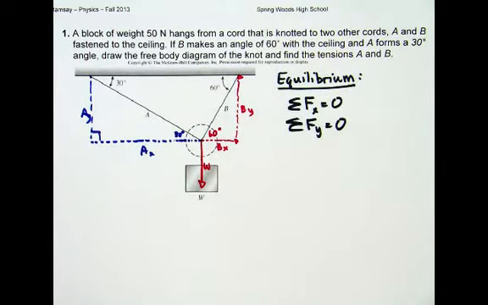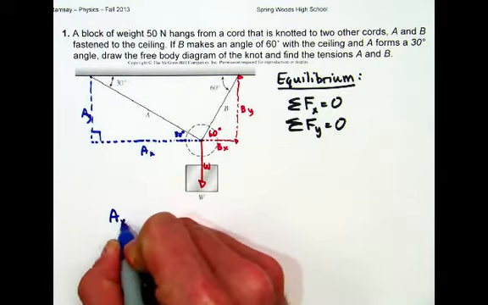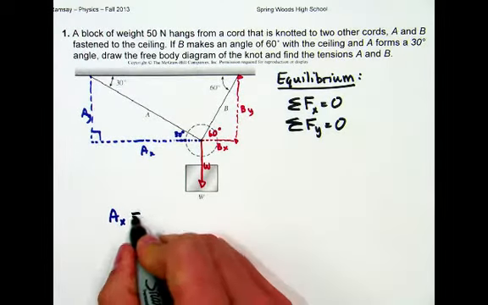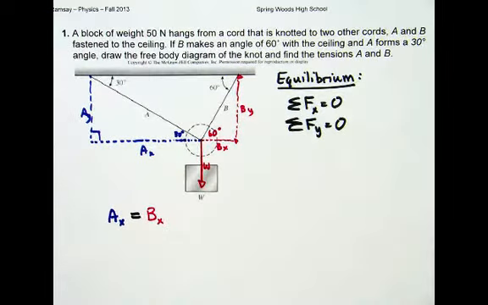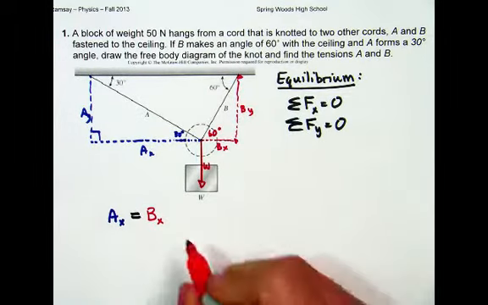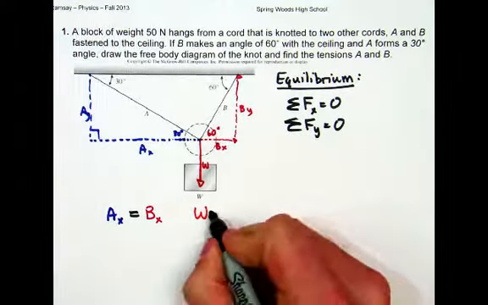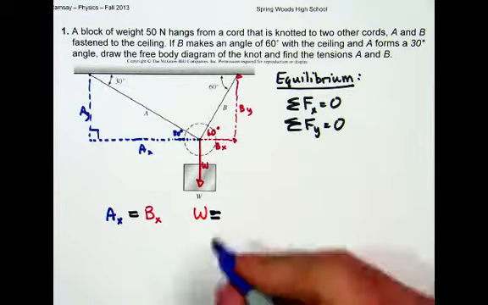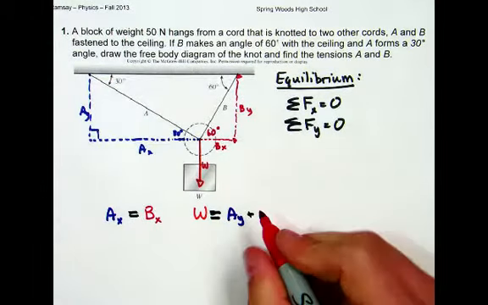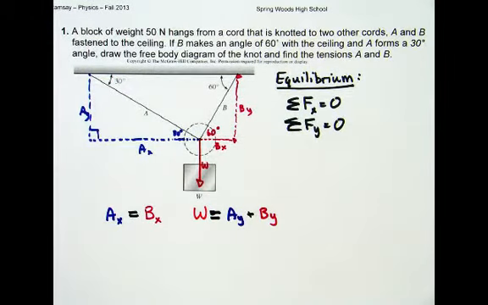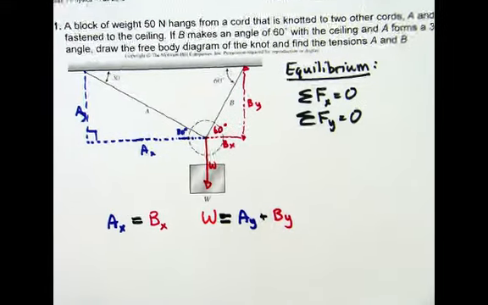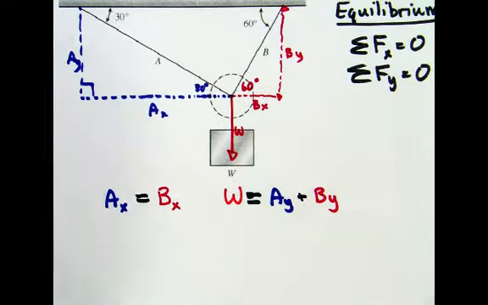Now, when I look at this, I know that in the x direction, AX and BX have to be equal because they're the only two forces that are acting in the x direction. Whereas in the y direction, I know the weight's the only thing pulling down, and the only two things pulling up are AY and BY. So these are the two equations that are going to give me equilibrium. So let's go ahead and substitute in using our trigonometric ratios for the x direction.